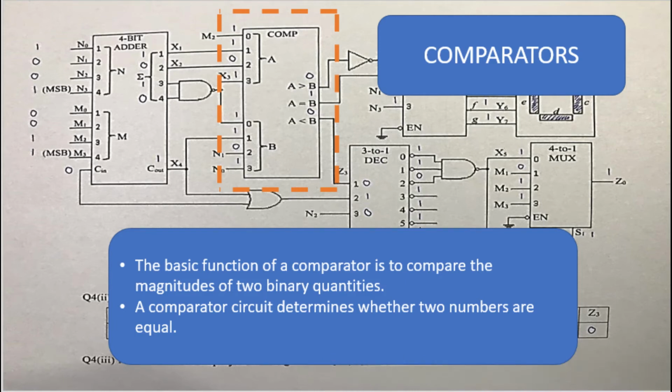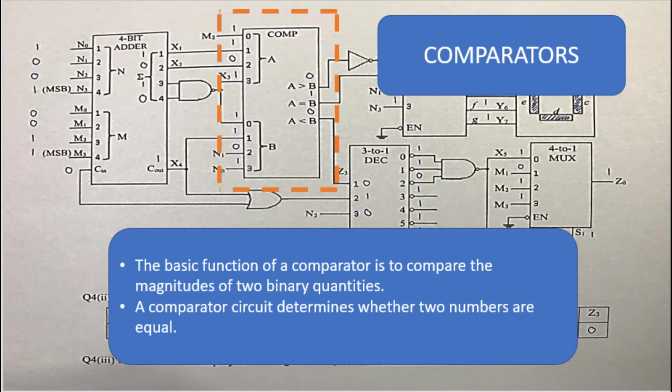Okay, so now I'm going to explain about the comparator. For a comparator, the basic function is to compare the magnitude of two binary quantities. It will determine whether the two input numbers are equal or not. A comparator has two types, which are equality and inequality. Based on question set 4, it is an inequality comparator.